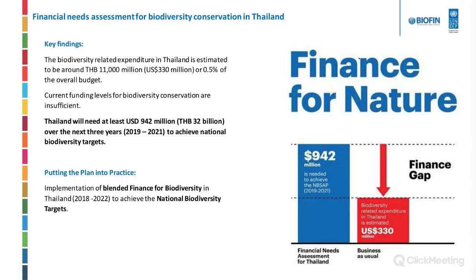Once the BER expenditure review was complete, Thailand carried out a financial needs assessment in parallel with the study on the integrated policy and institutional review. In this phase, we look at the NBSAP, we look at the 20-year national strategy of Thailand, we look at the 12th National Economic and Social Development Plan, and we know that the current funding level in Thailand is insufficient. The national finance gap shows that we will need at least 942 million US dollar over the next 3 years in order to achieve the NBSAP. And this finding is very important for us to move forward to decide our finance plan.